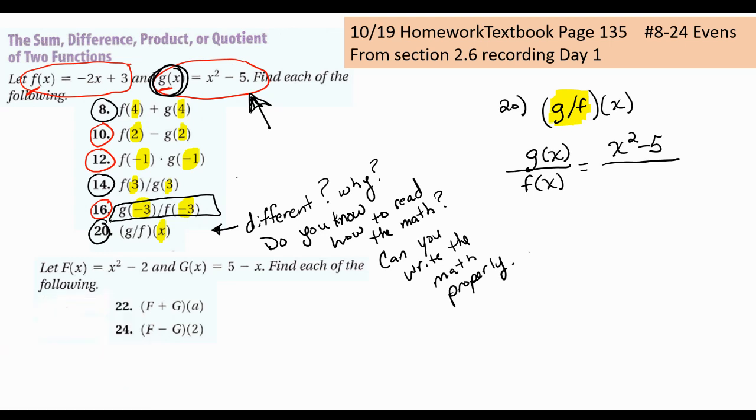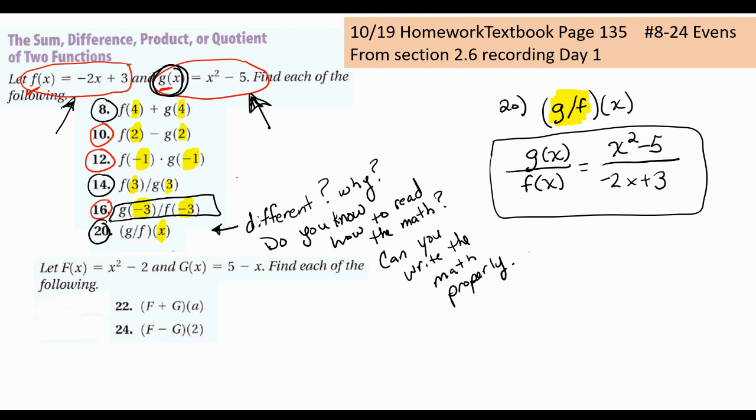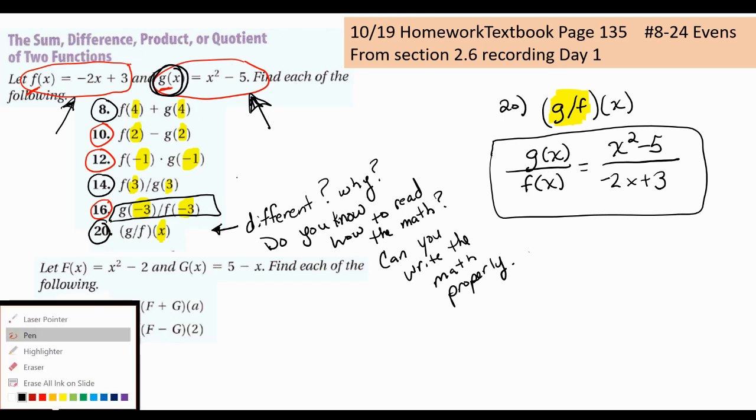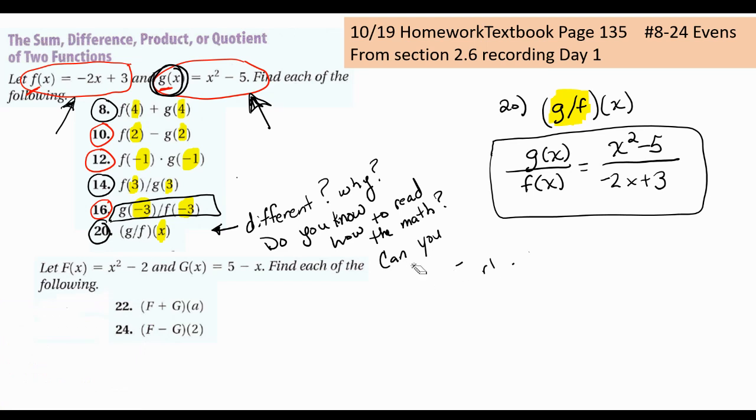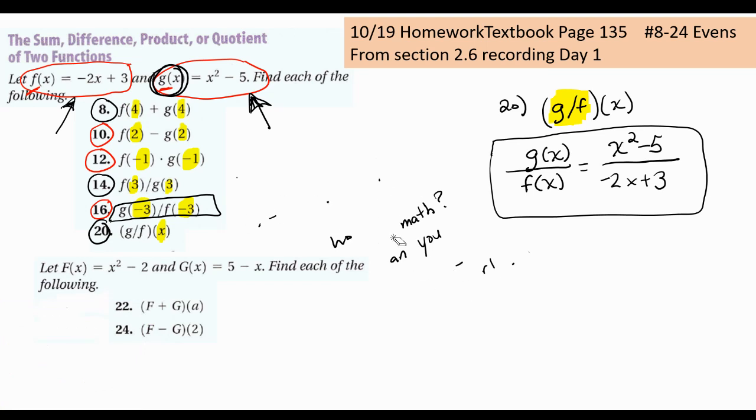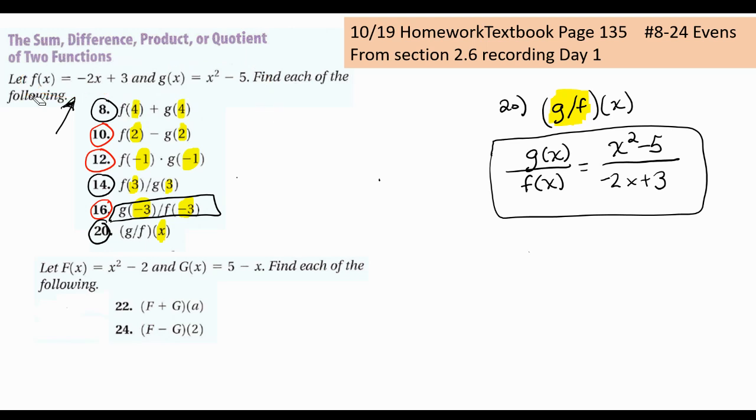And the f function then over here is the negative 2x plus 3. So that's the answer. They're just really asking you, do you know that this slash means to write it out as division? Okay? All right. We'll move on to the next set.